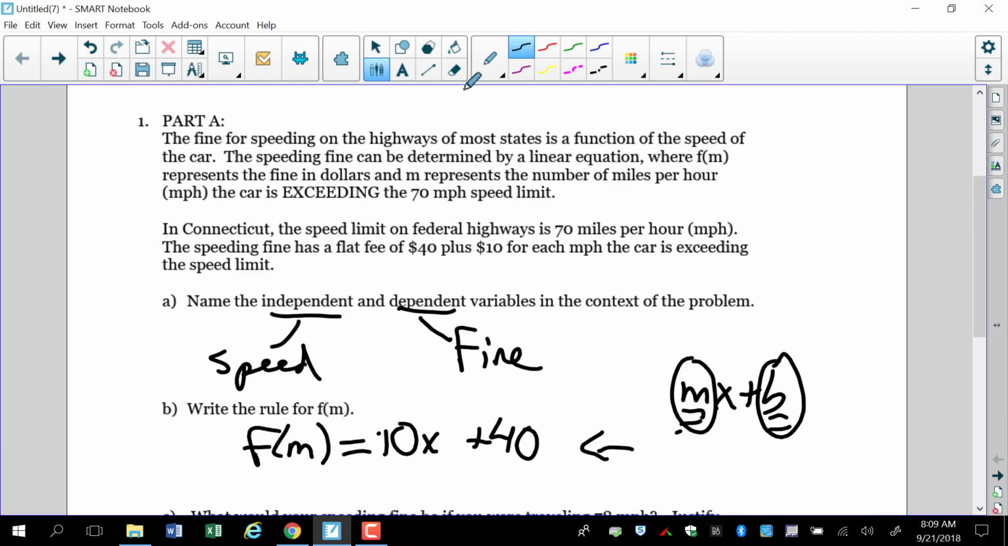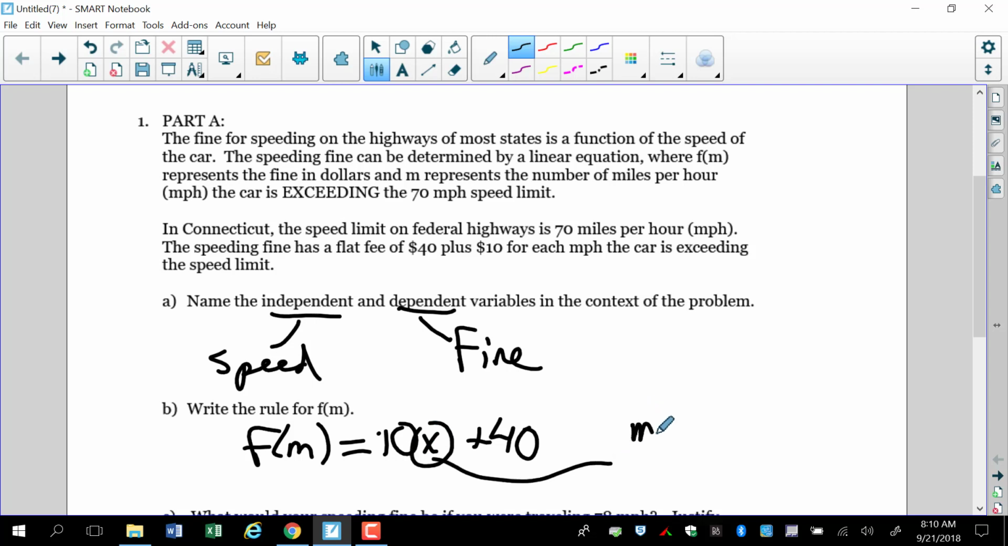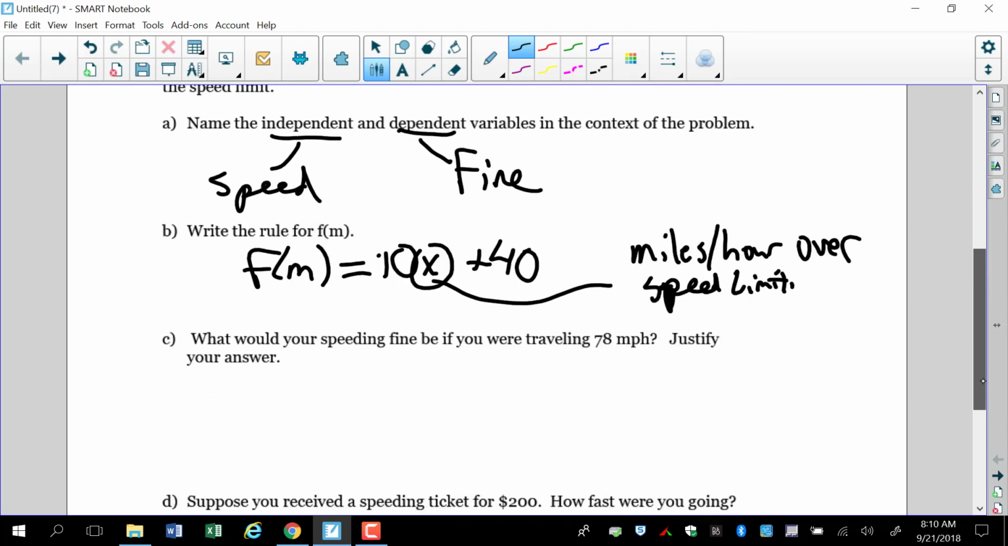Now, what's also important here is not just to get the equation, but to understand what the x stands for, because in this case, x is not the speed of the car. If you're going 10 miles an hour, you're not going to do 10 times 10 plus 40 and be charged $140 for going 10 miles an hour. But x in this case is miles per hour over the speed limit. And anytime you do these problems, it's important to make sure you understand what that indicates. So that's what we're looking for in this problem.